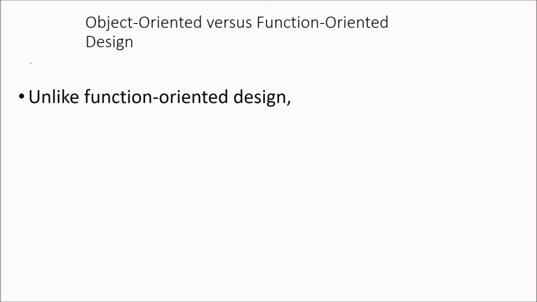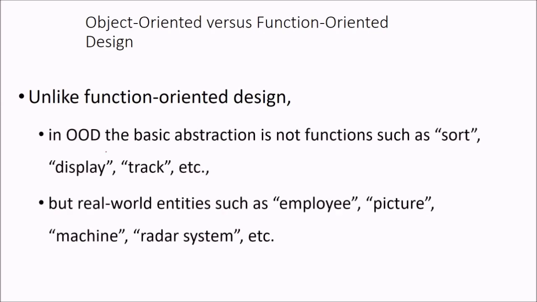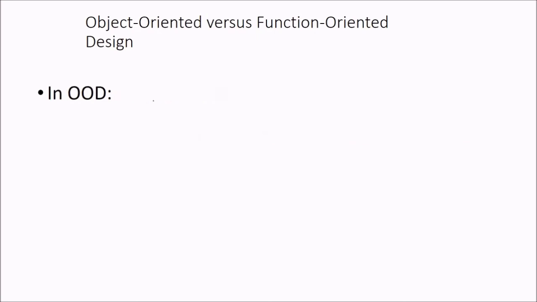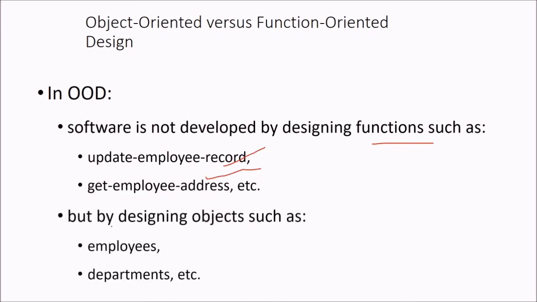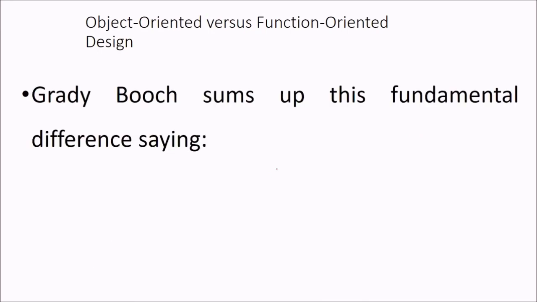So what is the difference between object-oriented and function-oriented design? Unlike function-oriented design, which we just saw, in object-oriented design the basic abstraction is not a function like save, display or track, but real-world entities such as employee, picture, machine, radar system. In object-oriented design, the software is not developed by designing functions like update employee record or update employee address, but by designing objects such as employees and departments. So first we talk about objects, we make a class, and then we talk about functions.